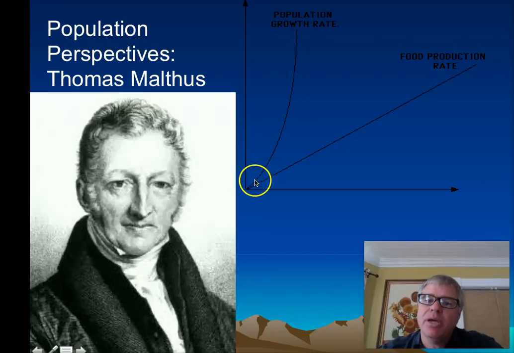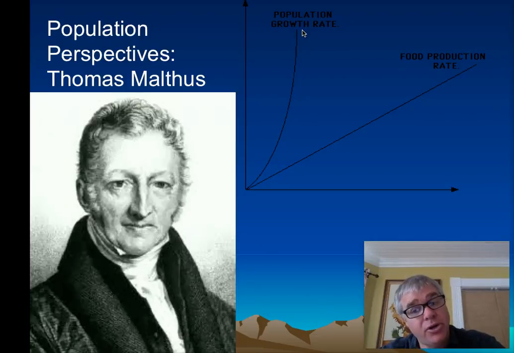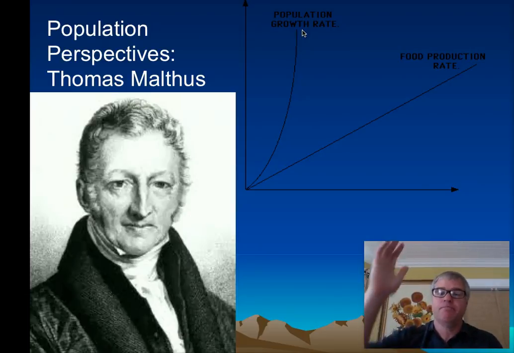He said, populations will go like this. They will tend to go up geometrically, right, because of our biotic potential. 2 people make 4 people, who make 8 people, who make 16 people, who make 32 people, who make 64 people, who make 128 people, right? You can see how this gets out of hand very quickly.